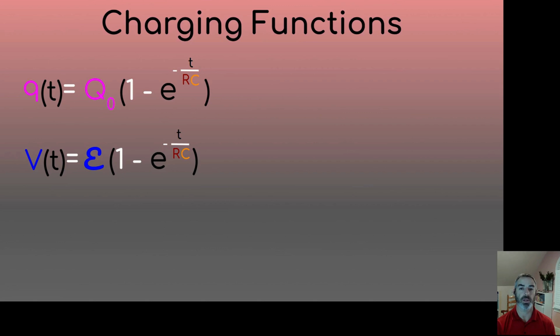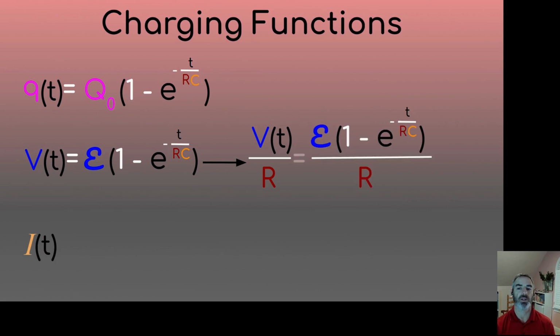Using our potential as a function of time equation, we can also derive an equation for the current within the circuit. So we can just take the potential as a function of time divided by R. That's going to give us current as a function of time using Ohm's law. And we divide the other side of the equation by R. Well, the EMF divided by R is going to be the initial current when the switch is immediately closed. And then it leaves us with 1 minus e to the negative t over RC. So that's the charging function for current.